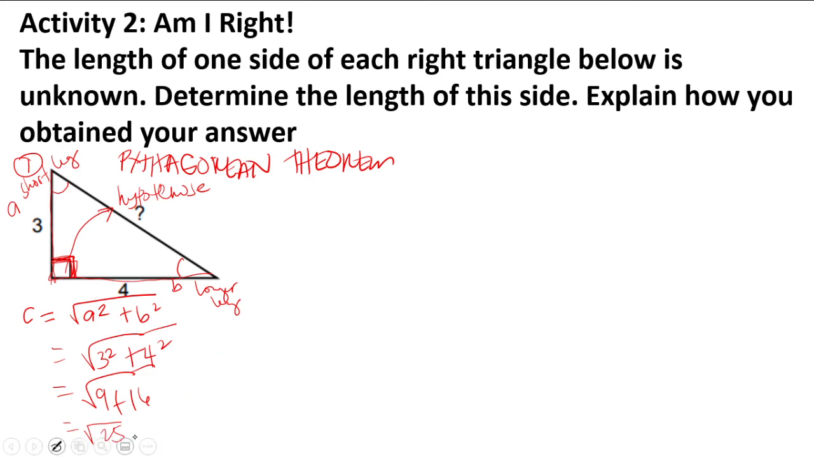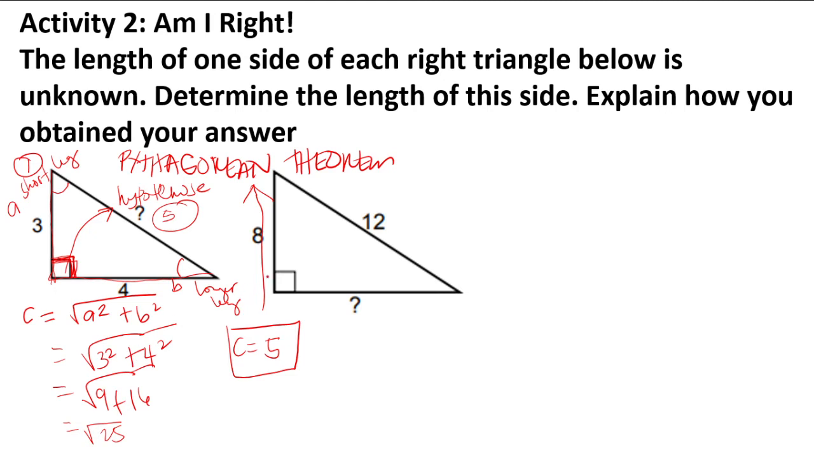What is the square root of 25? The square root of 25 is 5. So, therefore, the longest side is 5. How do we obtain 5? By using Pythagorean theorem. Next, how about here? What's the missing side? The missing side is the longer. Tama? So, B is missing.